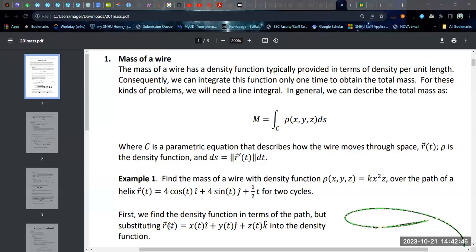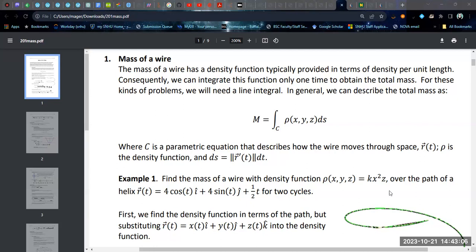All right, so in this video, we're going to look at how to calculate the mass of a wire. To calculate the mass of a wire, we're going to need a line integral, and we're going to integrate over the density function and then the ds. That essentially refers to the length of the wire that we're going to integrate over.